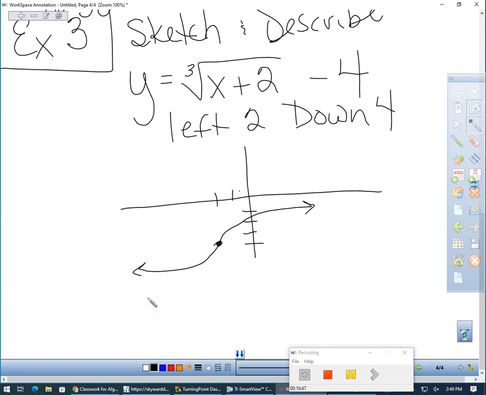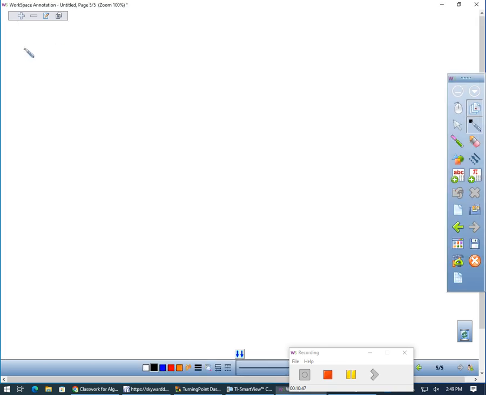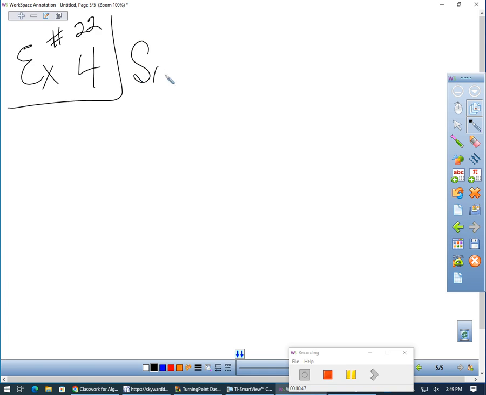Last thing I want to talk about is number 22 and 24. So 22 I want to talk about. 24 you guys can do. Example 4. This is actually number 22. It's going to ask you to solve by graphing.